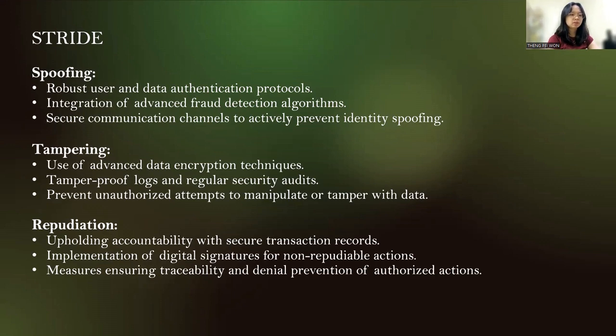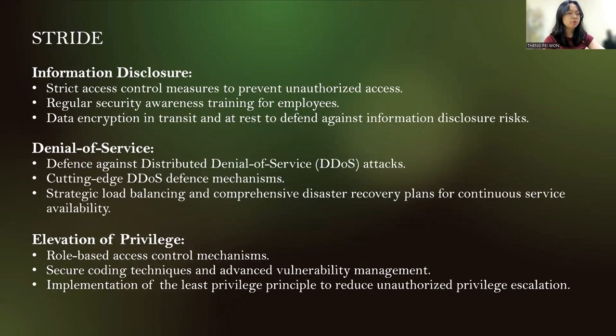Repudiation is mitigated through secure transaction records, digital signatures, and non-repudiable actions, ensuring accountability and traceability. To prevent information disclosure, we enforce strict access controls, conduct regular security awareness training, and utilize data encryption both in transit and at rest. For denial of service, our comprehensive approach includes cutting-edge DDoS defense mechanisms, strategic load balancing, and thorough disaster recovery plans. Elevation of privilege is countered by employing role-based access control, secure coding techniques, advanced vulnerability management, and adhering to the least privilege principle.